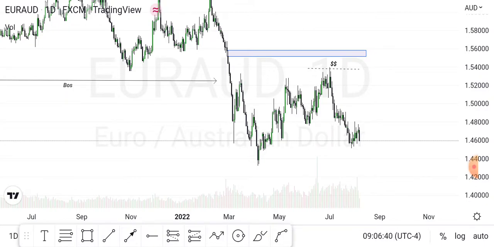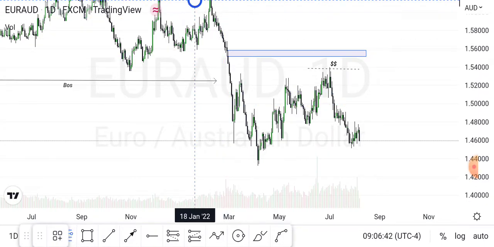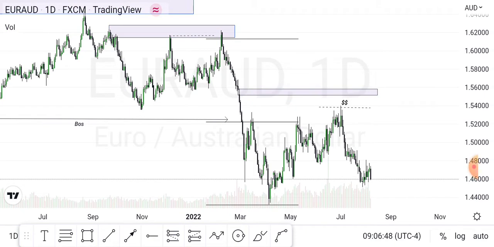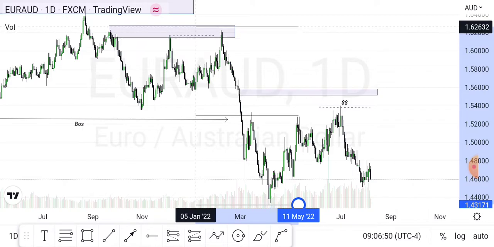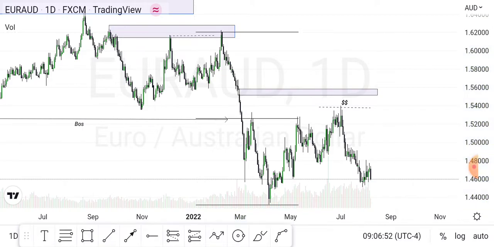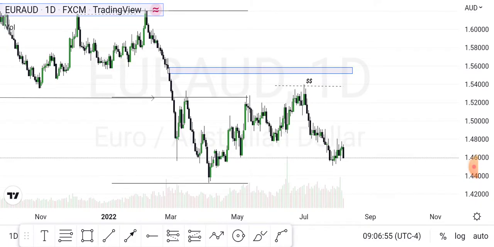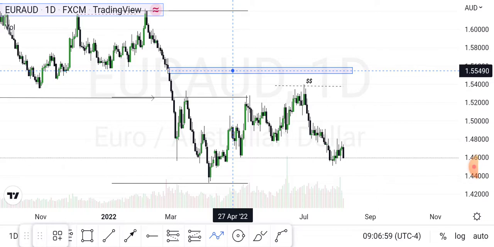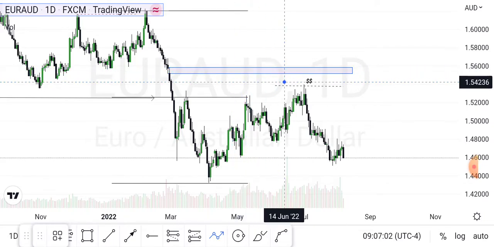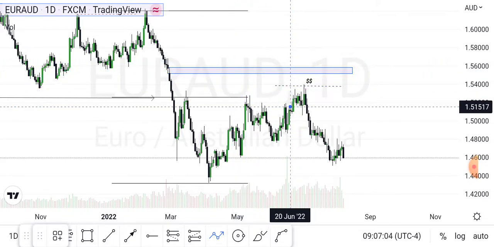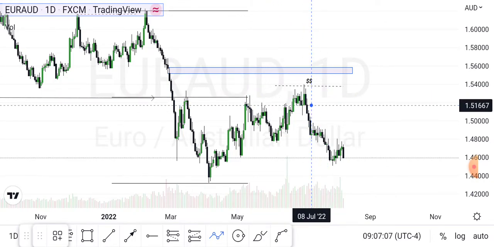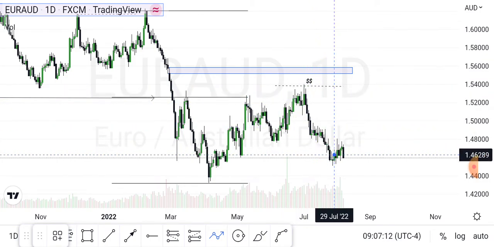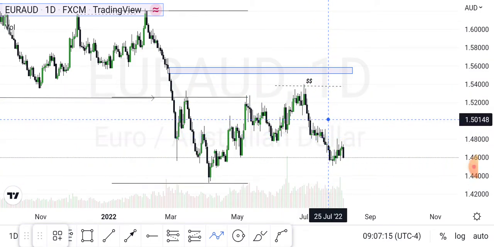So we want to check if this is in the discount or if it's in the premium, and yes, it is. So we want to see price mitigate this POI, this order block. Why are we picking this order block? Because we have an inducement next to it. Why is this an inducement? The market makers are trying to lure early sellers into the market to start selling. Yeah, they are selling, but they are in profit, but they are not going to take the overall ride because they will get stopped out.